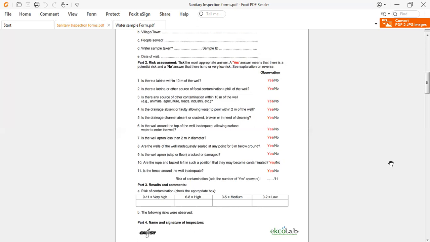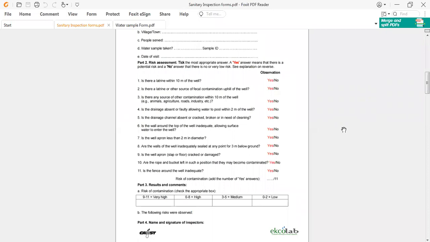Question 10 says, are the rope and buckets left in such a position that they may be contaminated? For instance, after getting your water from the well, you leave your bucket on top of the well, and maybe the well is not well secured. Children can come there and contaminate it with their dirty hands. It can even fall down and somebody picks it up and carries it. Even animals can come close to the bucket. So if that's the case, then it's a yes.